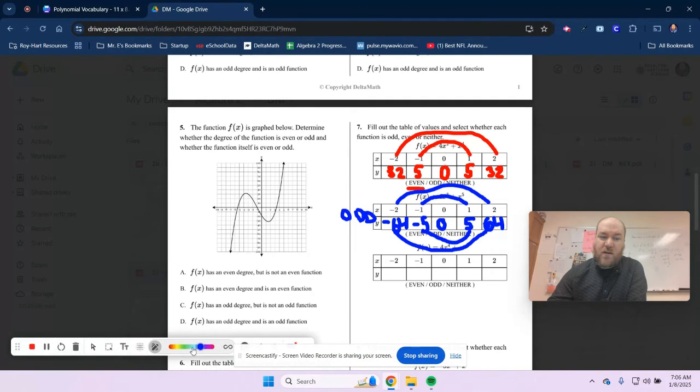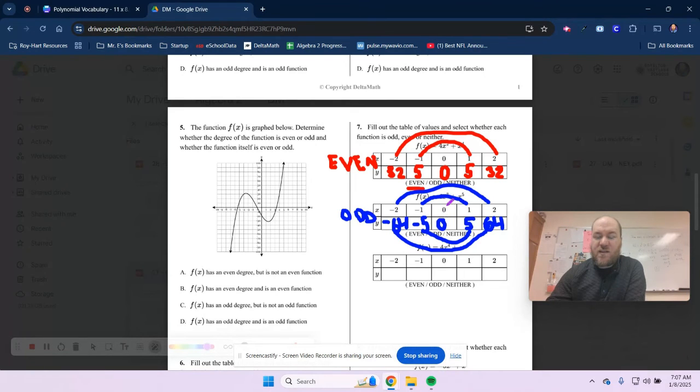So the first one, I plugged in opposite x's and I got the same answers. So that was even. And for this one, I plugged in opposite x's and I got opposite answers. That means it's odd. And remember, a good indicator for odd is if you see it go through the origin (0, 0). That doesn't mean it's definitely odd, but that has to be true for odd.